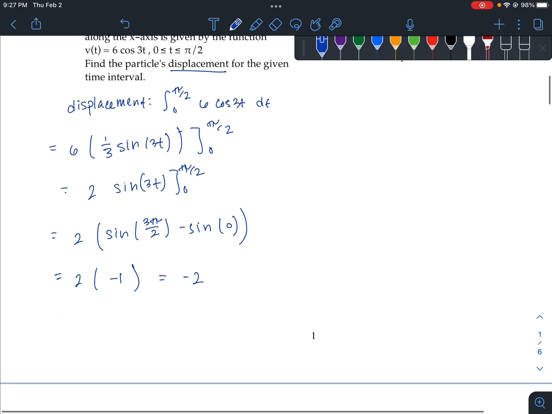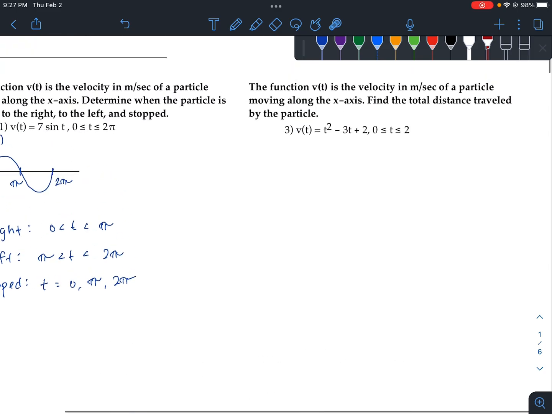I guess it's in meters, so negative 2 meters. What that just simply means is that the particle going from 0 to 2 pi will be displaced 2 meters to the left of where it was before that. So yeah, that should be that.